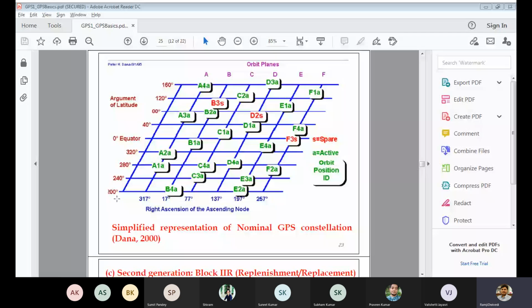Just like you are measuring any star, you can measure anything. So right ascension of ascending node would be coming from the vernal equinox, which is your line joining the intersection of ecliptic to equator. This is your line towards vernal equinox. This shows the x-axis of the Earth-centered inertial frame. And from that point, you are measuring towards your ascending node line, that is right ascension of ascending node, okay?